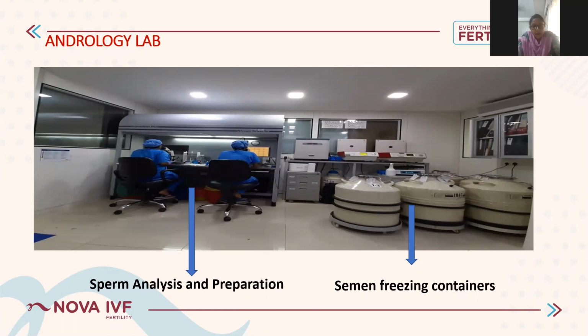So this is the andrology lab where the semen sperm analysis and preparation is going on. And these are the canisters in which the semen freezing is done. As I told you before, sometimes we freeze the semen beforehand, so that in case of apprehensions, or if the husband is not able to collect the sperm on the day of pickup, then we can use the frozen semen sample.